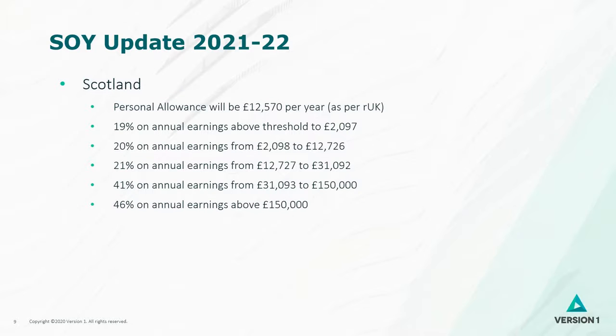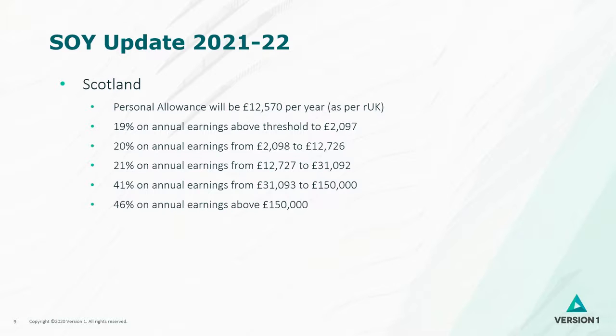Moving on to Scotland, where obviously the situation is slightly more complicated, so it gets its own slide. Personal allowance will be the same as the rest of the UK at £12,570. 19% tax on annual earnings above the threshold to £2,097. 20% from £2,098 to £12,726.